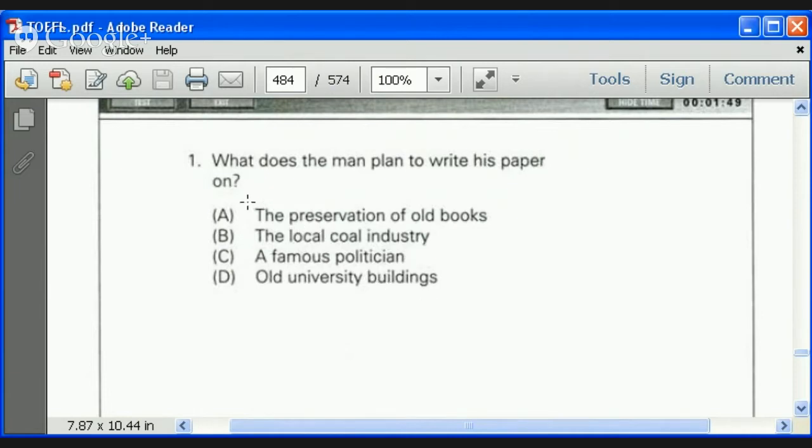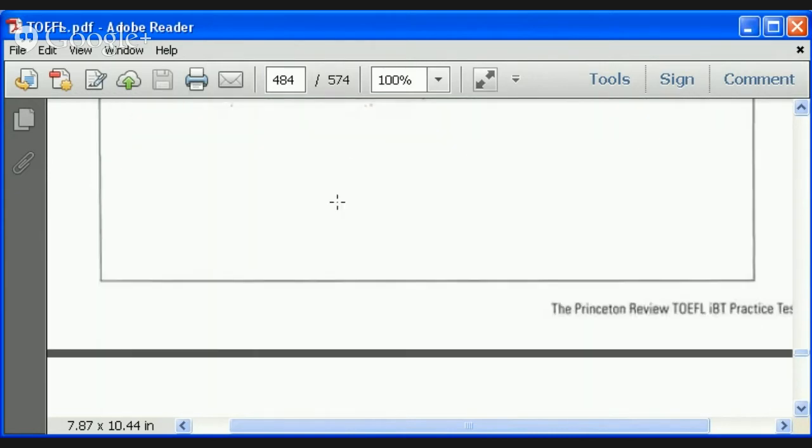Okay, here are the distractors. Preservation of old books. Okay, that's the issue he's dealing with because he's got to deal with old books. He's writing his paper on the coal industry. Again, if you make good notes, the answers will be incredibly easy. Politician, wasn't there at all. Okay, there was nothing about that. Old university buildings. Okay, you may assume that they're in an old building, but that has nothing to do with anything. Okay, moving on.